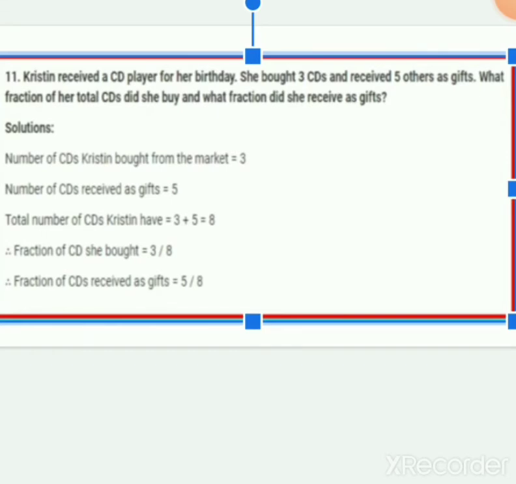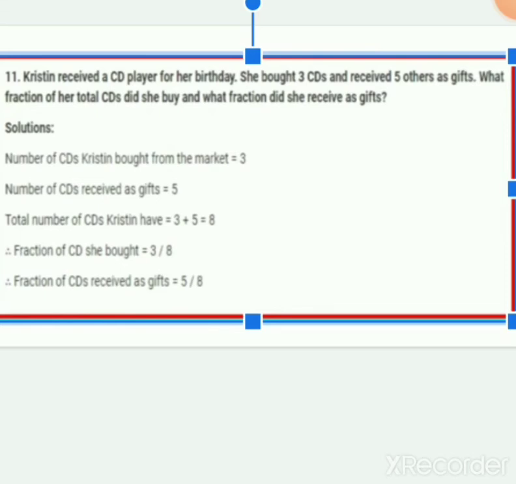Now we have the last, 11th question of this exercise. Kristin received a CD player for her birthday. She bought 3 CDs and received 5 others as gifts. What fraction of her total CDs did she buy and what fraction did she receive as gifts? Kristin received a CD player for her birthday, and the total she bought is 3 CDs and 5 were gifts.